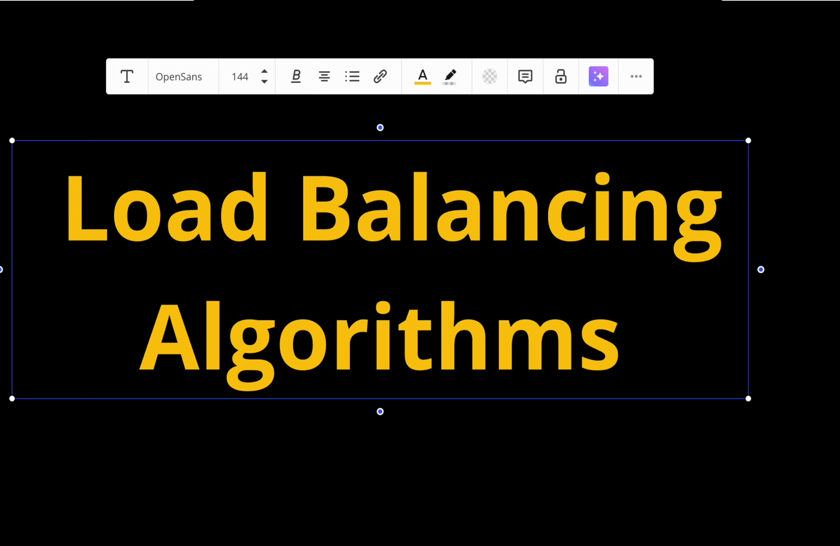Today we are diving into one of the most crucial topics in system design, load balancing algorithms. Ever wondered how big platforms like Netflix, Google, and Amazon handle millions of user requests without crashing? The answer lies in load balancing, specifically the algorithms that determine how traffic is distributed efficiently.